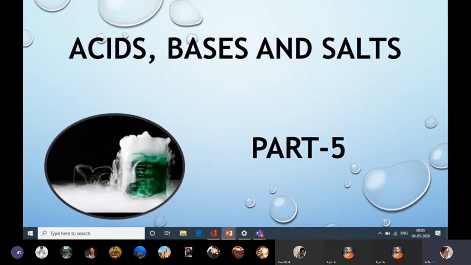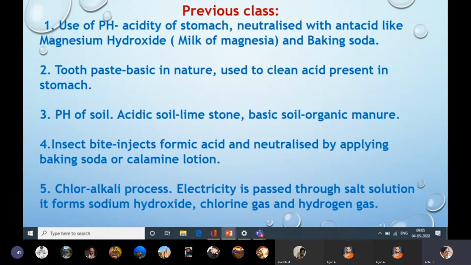So better concentrate very carefully and learn as much as possible, and it is very simple. Only 5 equations and 5 preparations, and what are the uses of those salts. So that is what we are going to discuss. Let us see what we have learned in the last class.